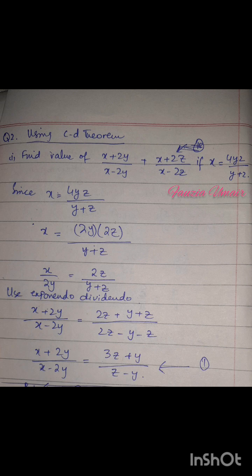So why we are doing it? Because later on we will put the value of x plus 2y by x minus 2y into the given equation which is in the question, so that we can solve and prove the value of x. So I hope this is clear. There is one mistake in this paper. I have written Exponendo Dividendo Theorem, whereas it is Componendo Dividendo Theorem. So moving on to the next part.